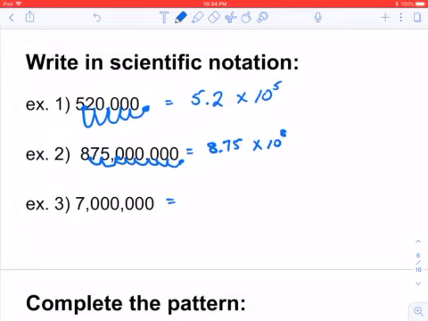Next one. Where's that decimal going to land? We know it starts here, but where is it going to land? That's right, here. So we're going to have 7 times 10 to some kind of positive number. We're going over 1, 2, 3, 4, 5, 6 places, so 10 to the 6th. So this is how we write large numbers in scientific notation. We take our decimal, we move it to the left until we get a number that's between 1 and 10. And then we write 10 to a positive power. That positive power matches the number of spaces we move to the left.